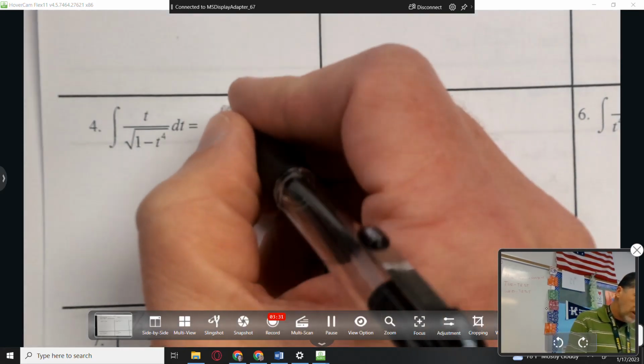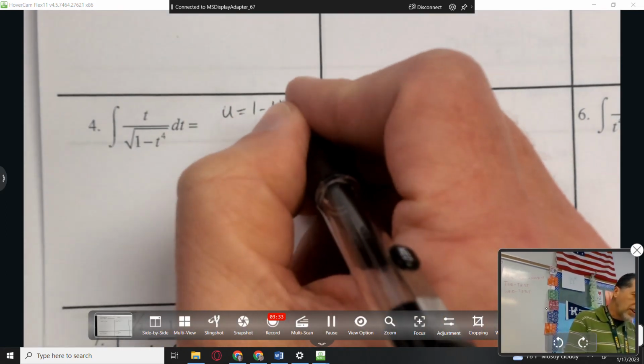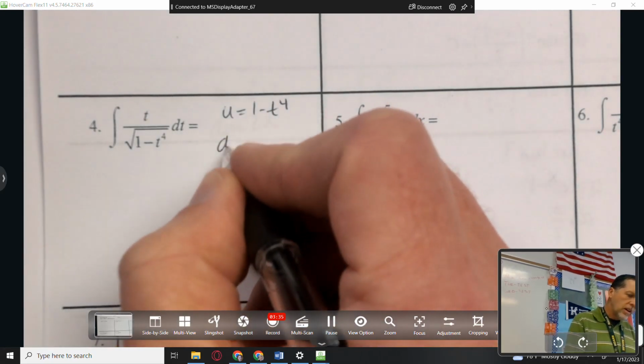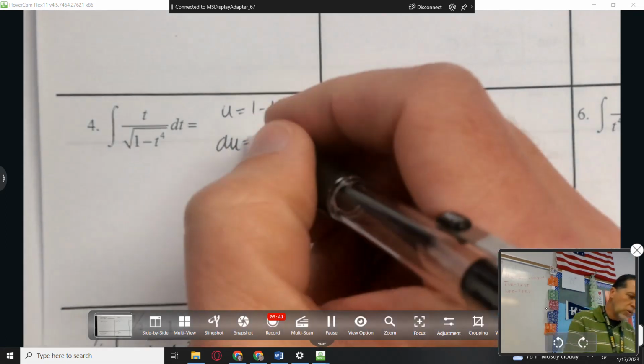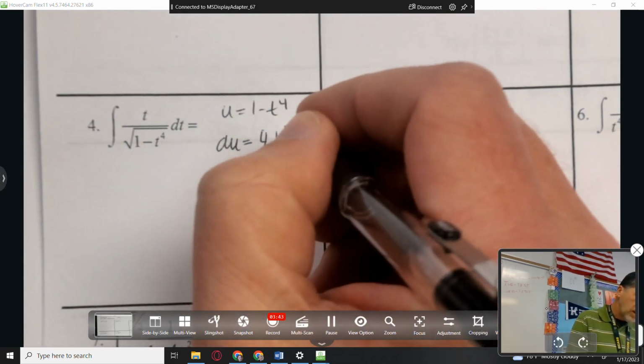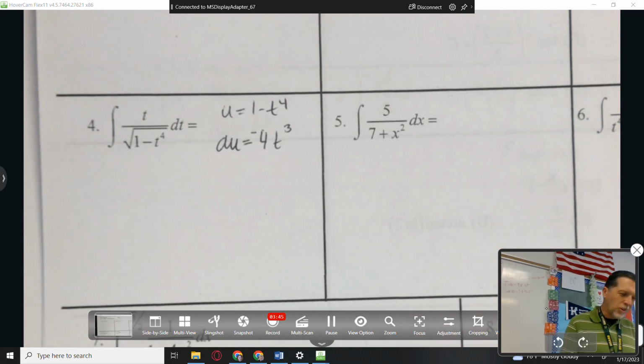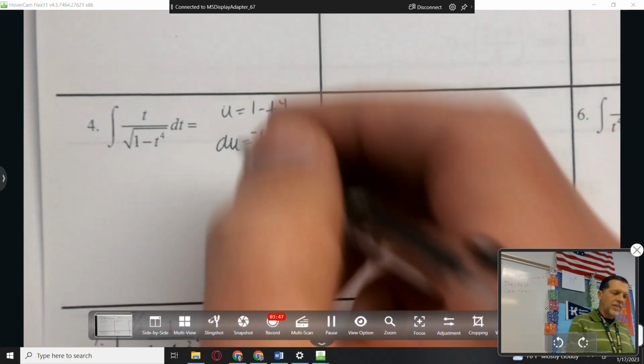Yuck. If I try 1 minus t to the 4th as a square root thing, I know that would be too much. But if I try 1 minus t to the 4th, well, the derivative is negative 4t cubed. That's no good.